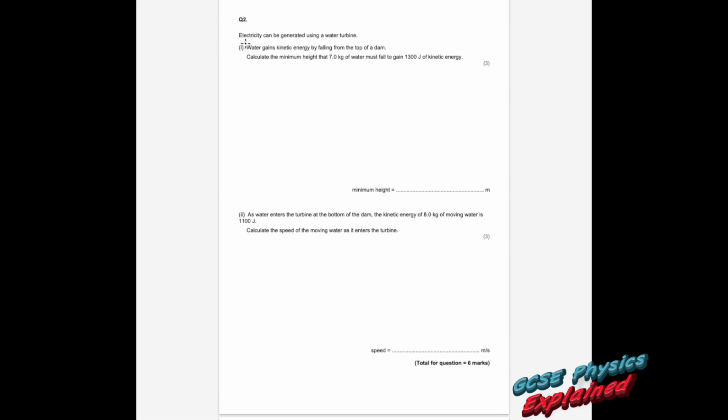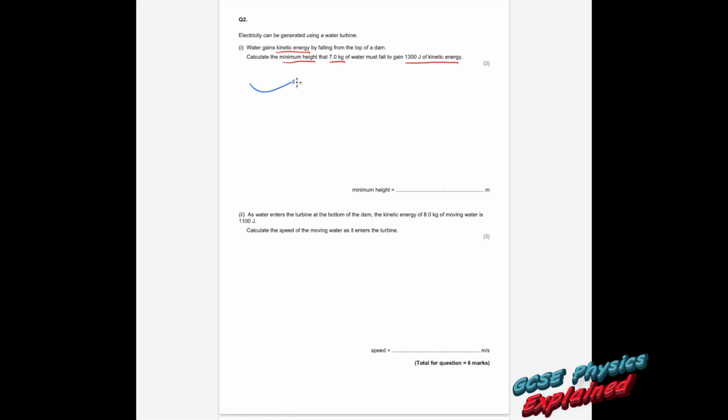Question 2. Electricity can be generated using a water turbine. Water gains kinetic energy by falling from the top of a dam. Calculate the minimum height that 7 kilograms of water must fall to gain 1,300 joules of kinetic energy. Right, this might seem like it's a question to do with kinetic energy, but it's not. It's a question to do with gravitational potential energy.